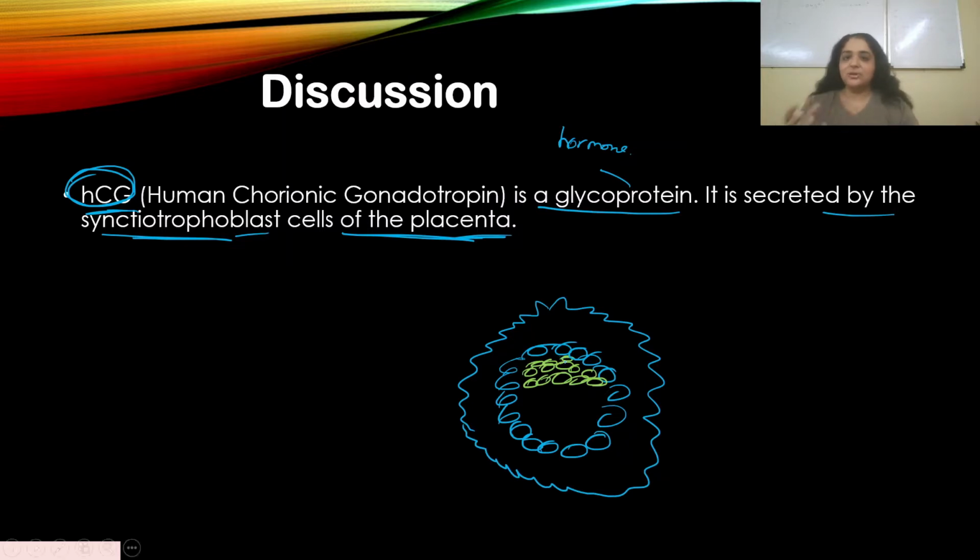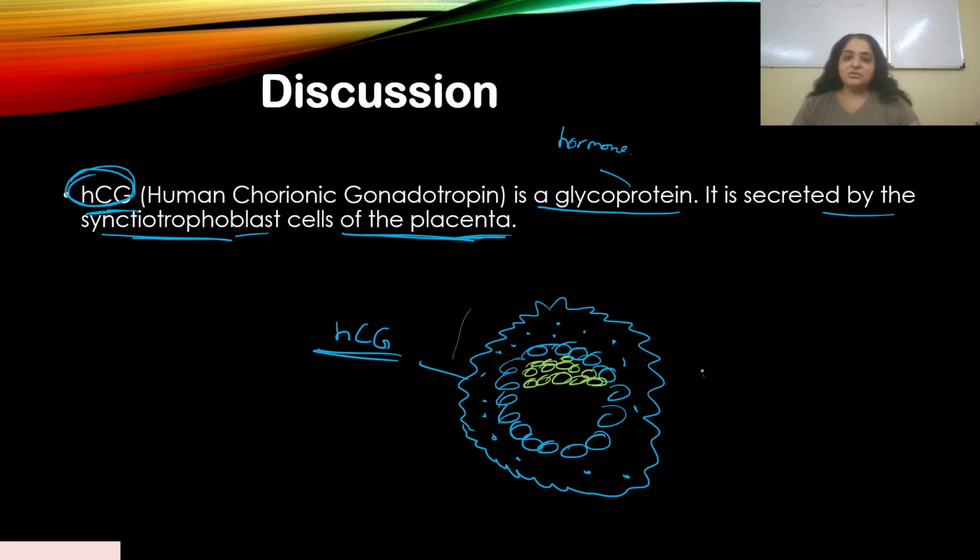Now, syncytiotrophoblast cells as such are not distinct from each other. The cytoplasm is fused and there are lots of nuclei around. Okay, syncytiotrophoblast cells. And these trophoblast cells secrete HCG, and they also secrete many other hormones. We'll come to that later on. We'll discuss the other hormones.